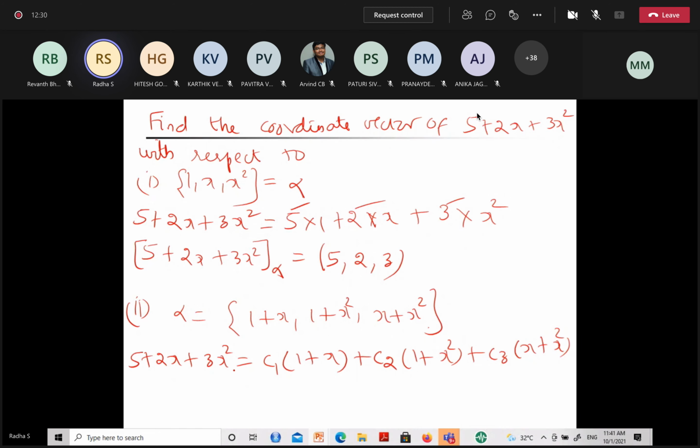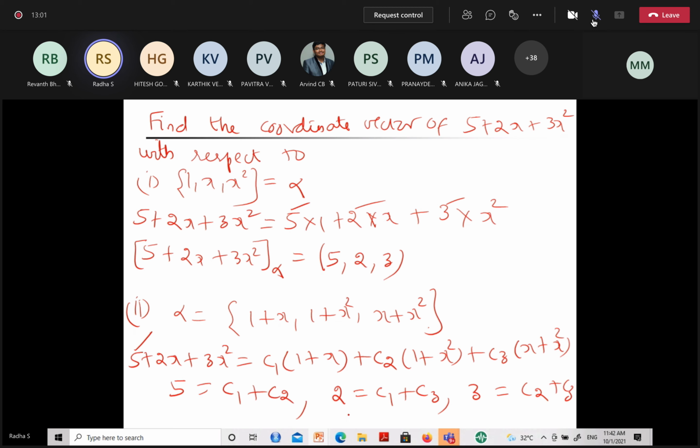Okay, tell me. Can you just equate the coefficients? So left side 5, constant I'm equating. Right side C1 plus C2. Okay, correct. Then equate the coefficient of x. 2 equal to C1 plus C3. And then 3 equal to C2 plus C3. So you have to solve this.